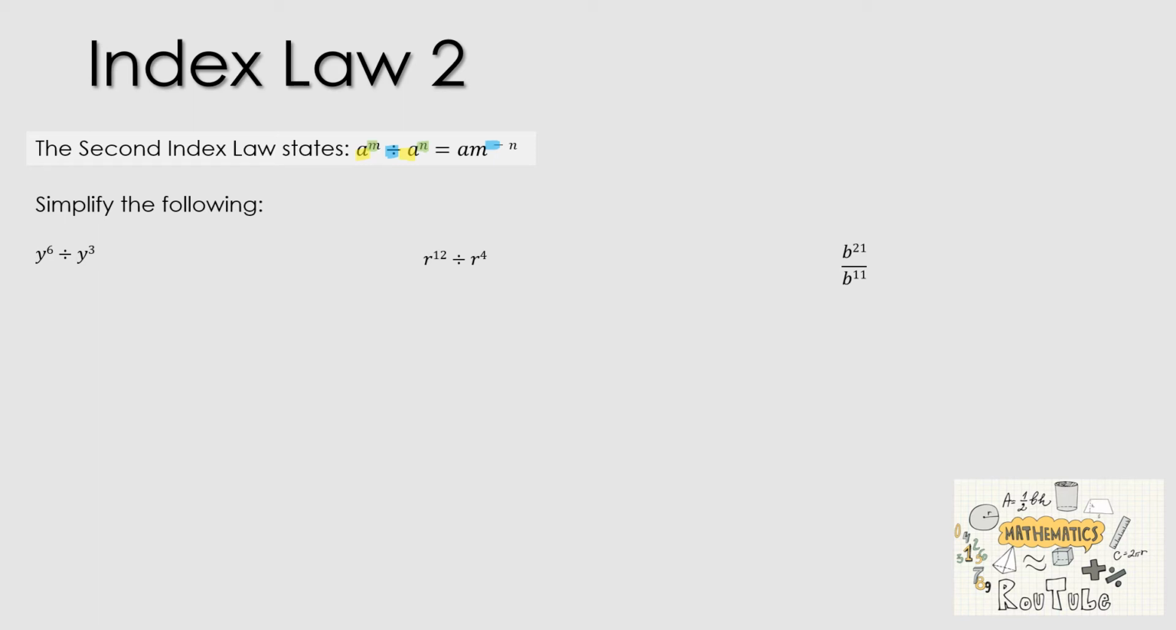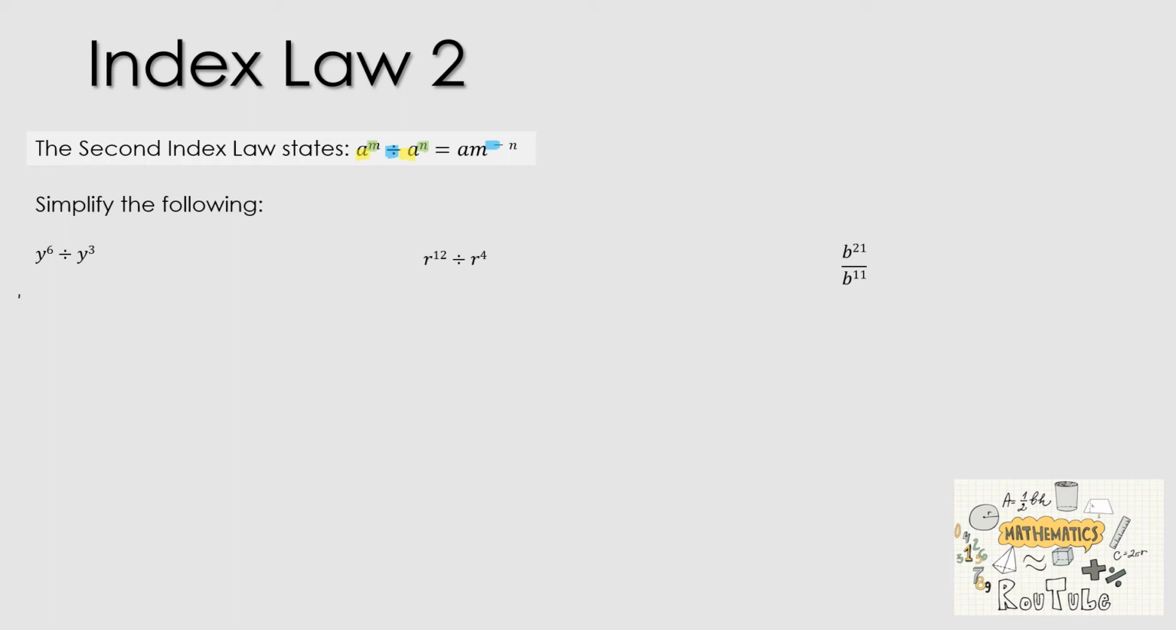So it's really important to know when to use which index law. Whenever you get division, which we're going to have a look at now, you're going to use index law 2, multiplication index law 1. So let's have a look at the first example. To simplify the following, y to the power of 6 divided by y to the power of 3, or y cubed. Once again, we're going to follow the same process.